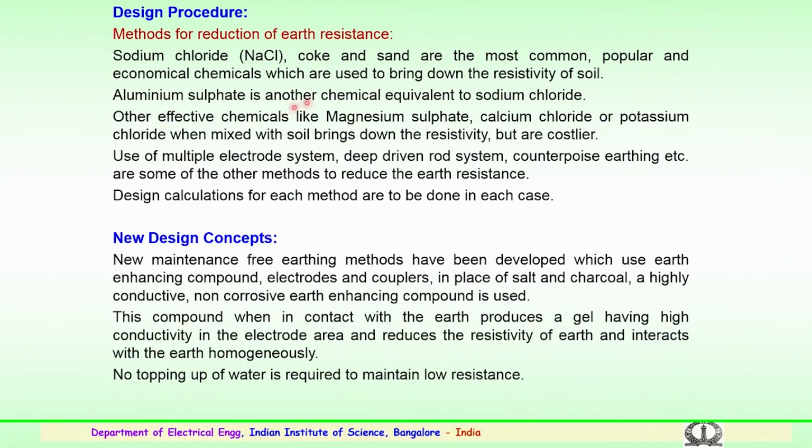But these magnesium sulphate, calcium chloride or potassium chloride could be costlier in comparison to sodium chloride or the other salts. So, the use of a multiple electrode system, a deep driven rod system, or going in for counterpoise earthing, etc., are some of the other methods which are normally followed to reduce the earthing resistance. The design calculations for each method are to be done case by case, depending upon the soil and the area where the substation is being constructed.